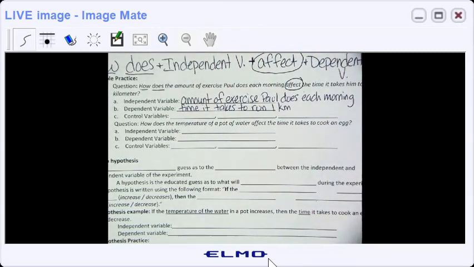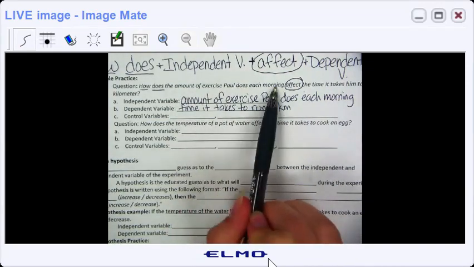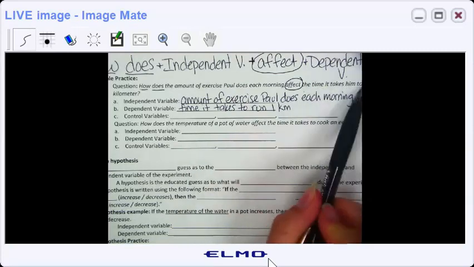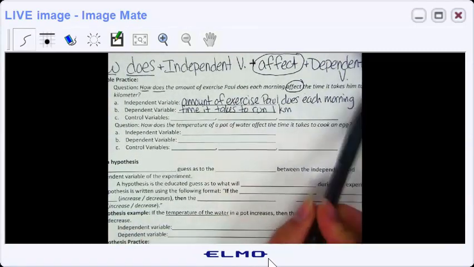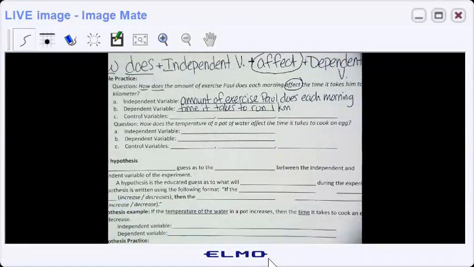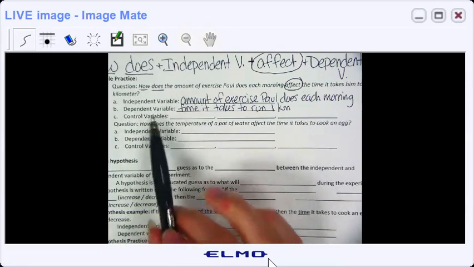So this example is very specific. It talks about amount of exercise Paul does each morning and time to run a kilometer. So there's a lot of very specific things like morning, Paul has to do it, 1 kilometer. So those are probably going to be our control. So if you ever see anything super specific like amounts or times, that is going to probably be our control variable. So they have to stay the same.